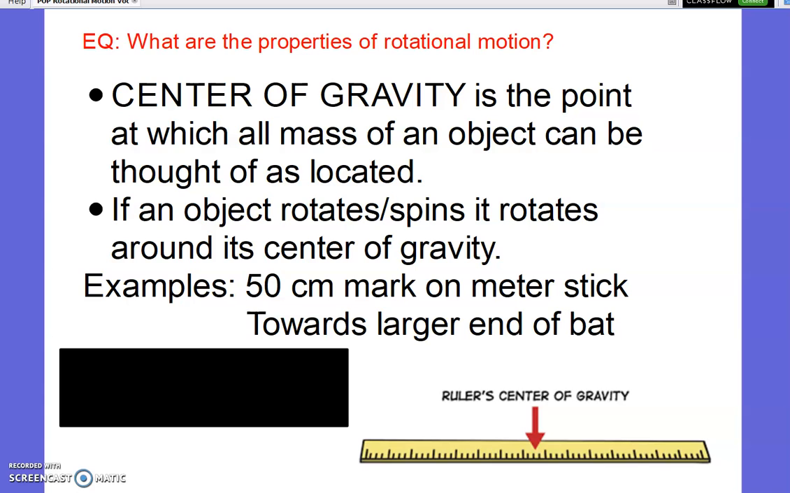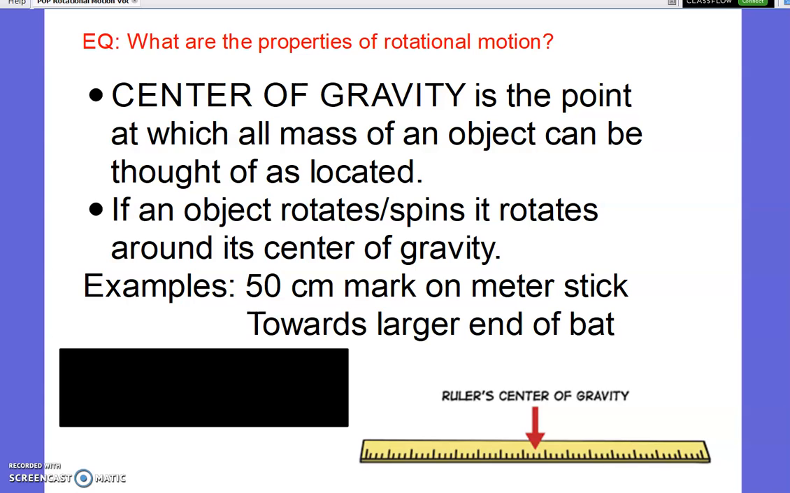The next thing we've already talked about, but we'd like to review, is center of gravity. The center of gravity is the point at which all mass of an object can be thought of as located. If an object rotates or spins, it always rotates around its center of gravity. For a symmetrical object like a meter stick, the center of mass or center of gravity is located at the center of the object. So for a meter stick, that is at the 50 centimeter mark.